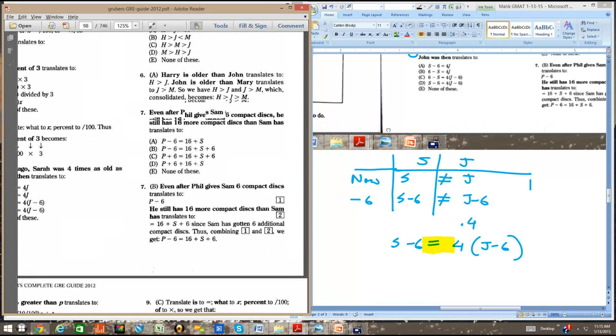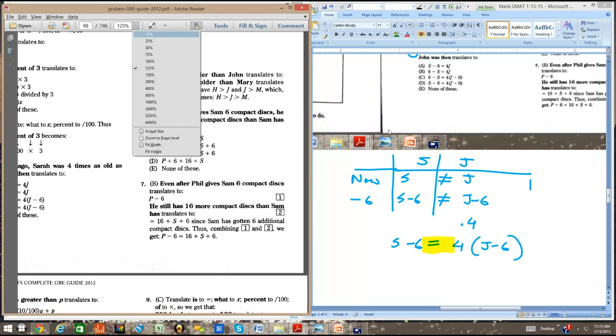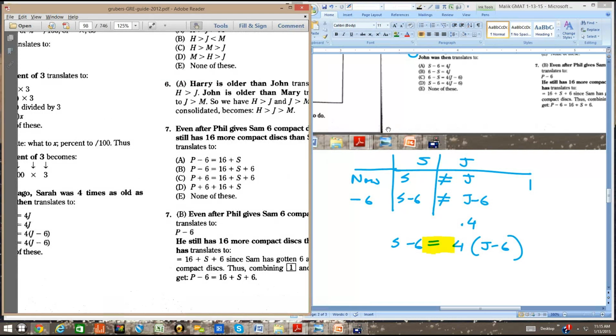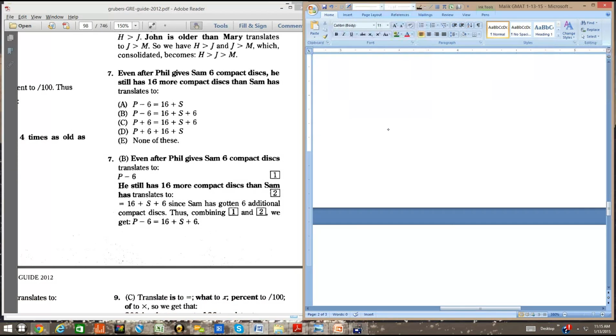Number 7. With number 7. Even after Phil gives Sam 6 compact discs, he still has 16 more compact discs than Sam has. All right. P and F.